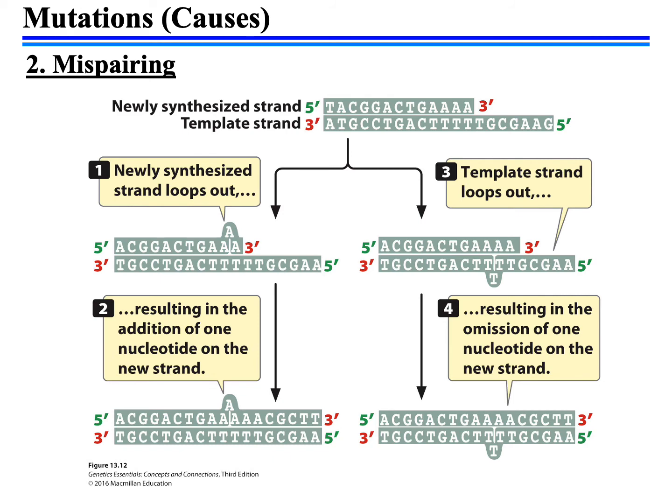And you can see that little blip in panel 1 of this figure. If that does in fact occur, if you follow that through the replication process, there is this blip that remains in the sequence overall. This would then result in the addition of a nucleotide in the newly synthesized strand. Alternatively, if you look at panels 3 and 4, you could have the looping out occur on the template strand rather than on the newly synthesized strand.